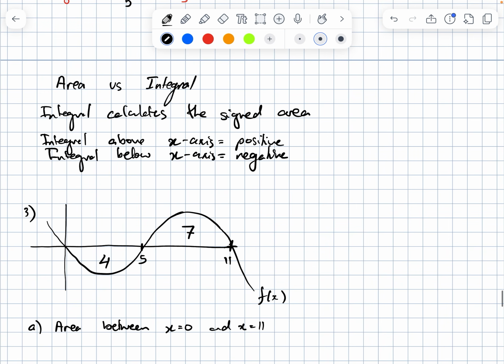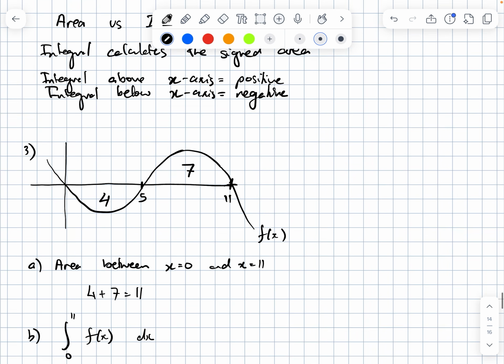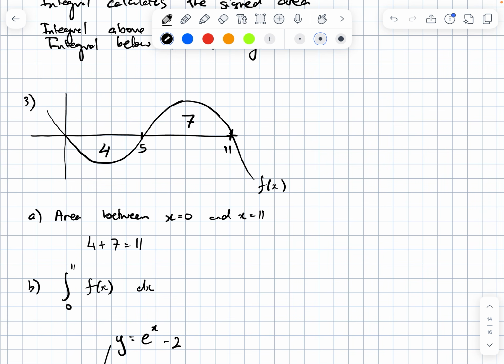And so if you're asked in this question to find the area between 0 and 11, well, the area between 0 and 5 is given as below the x-axis, so the definite integral would be negative 4, but the actual area is 4, and so the area in this case will be just the 4 plus 7 equals 11. However, if you're asked to find the integral between 0 and 11, then you've got to take into account the fact that the first bit is negative, and so this will give negative 4 plus 7, which is 3.